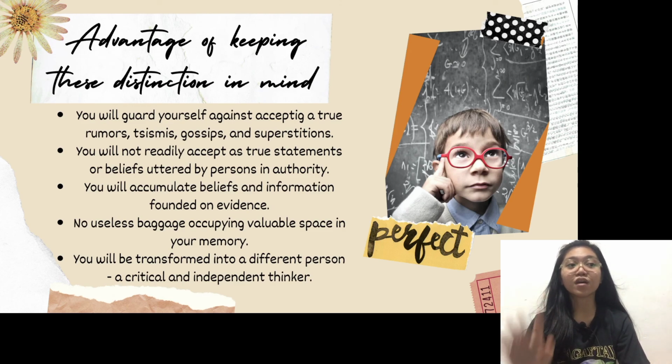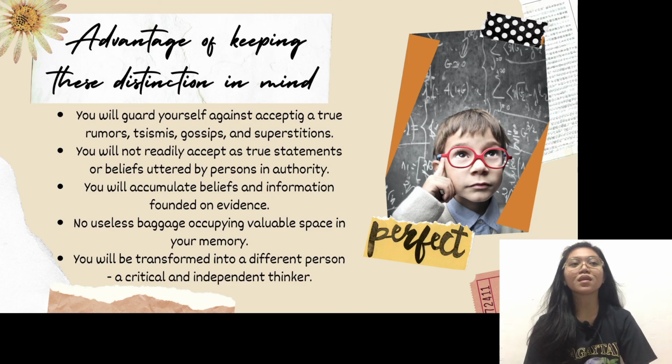Lastly, number 5. You will be transformed into a different person because you are now a critical and independent thinker. As a critical thinker, accept the truth of beliefs in the realm of the known, suspend judgment if the belief is in the realm of the knowable, and reject all beliefs in the realm of the unknowable. Always remember to never accept the truth of any statement or belief unless there is adequate evidence for it. Let's all live a healthy life with a form of skepticism. Question everything that we are told.